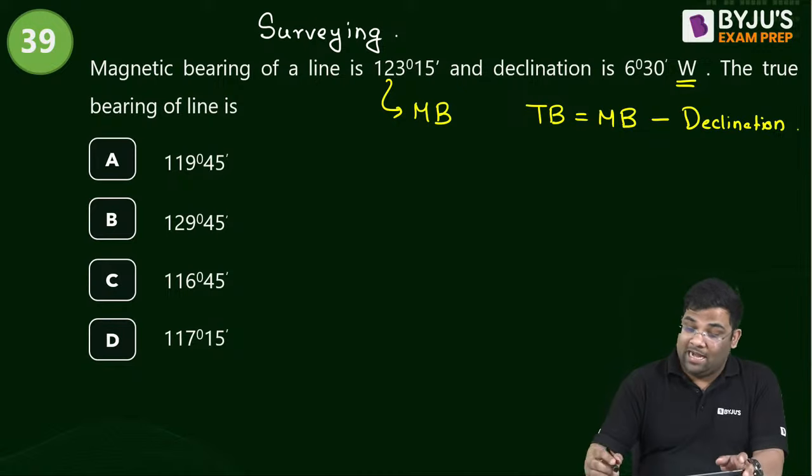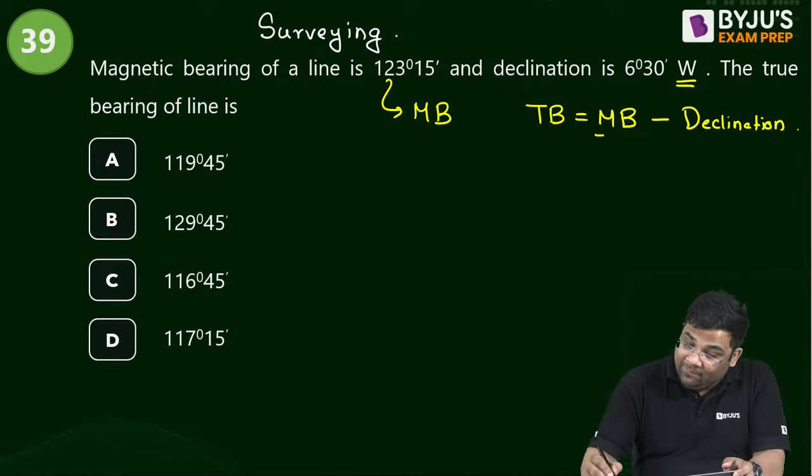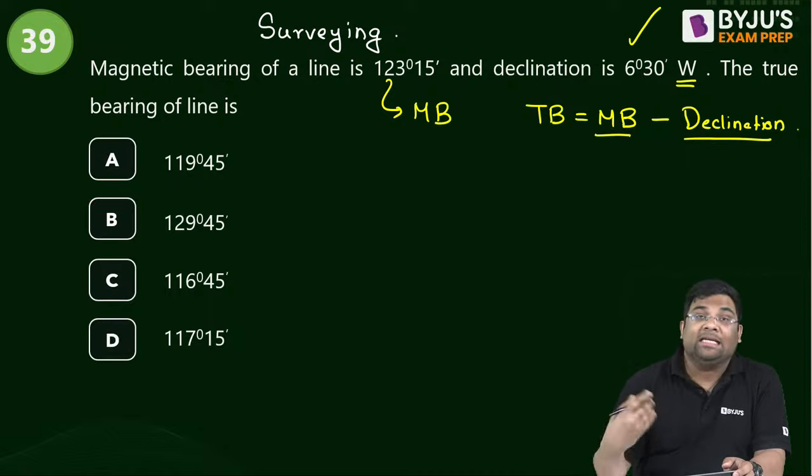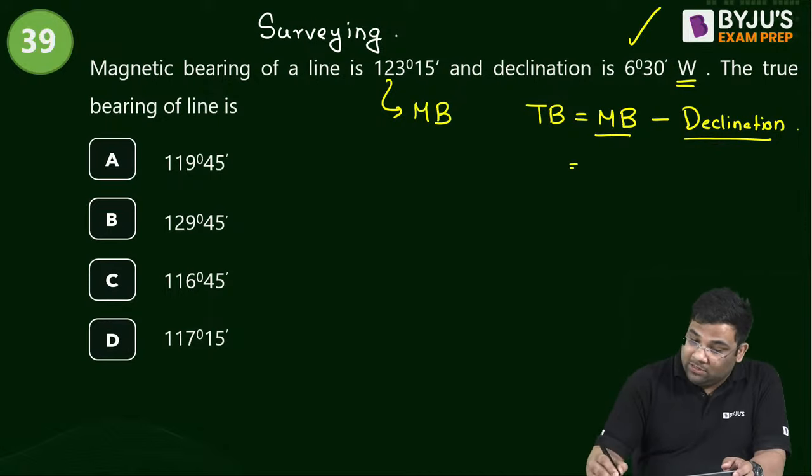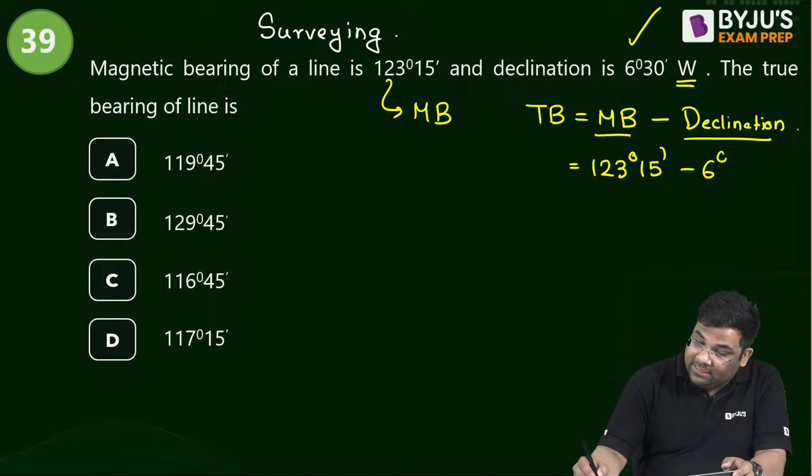Don't add, subtract. Okay, magnetic bearing minus declination, because the declination is given as what? West. So this is 123 degrees 15 minutes minus 6 degrees 30 minutes.